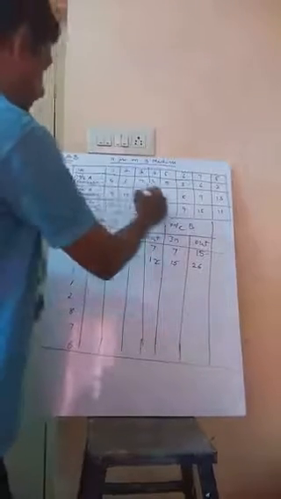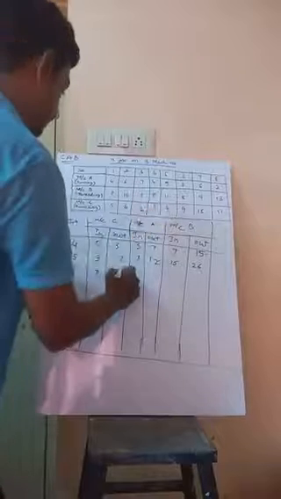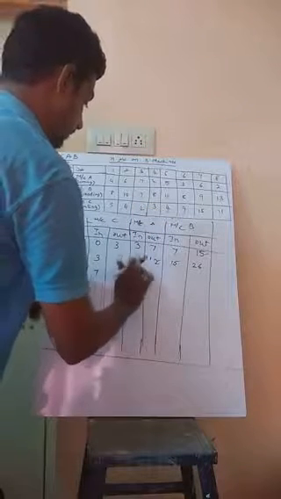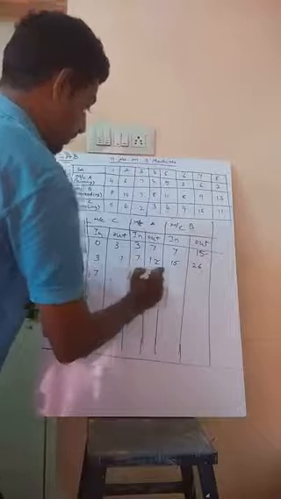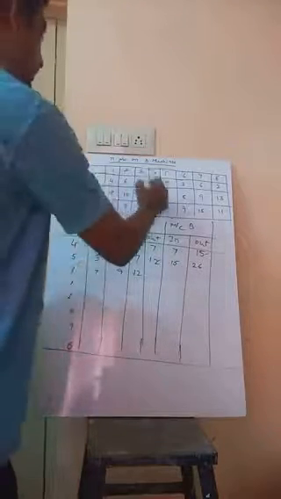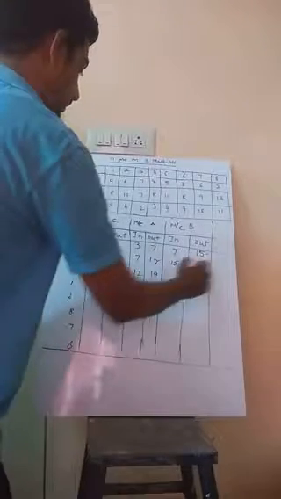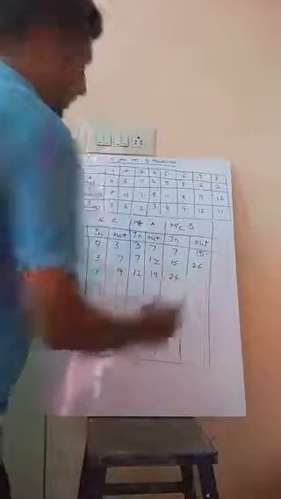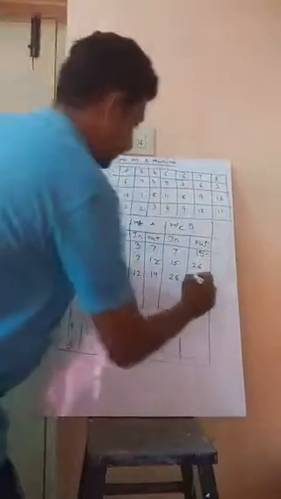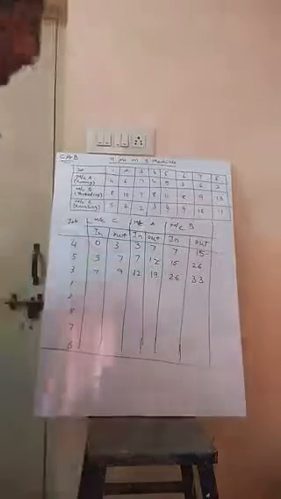Job 3 on machine C is 7 plus 9. Compare these two. Okay, take 12, 10. Job 3 on machine A, 7, 19. Okay, comparing these two, we will be getting 26. Job 3 on machine B, okay, 7 plus 26, it is 33.